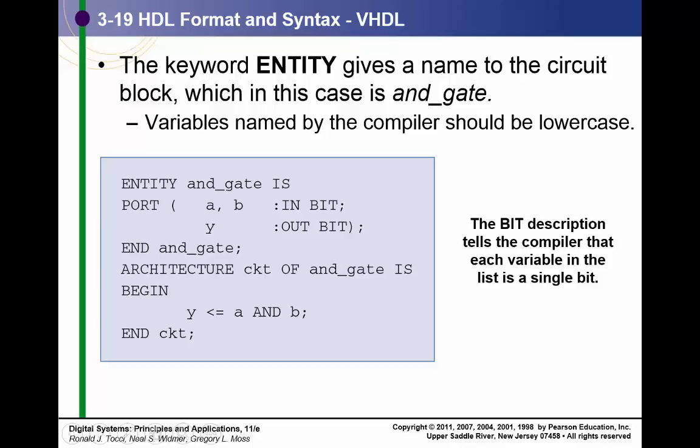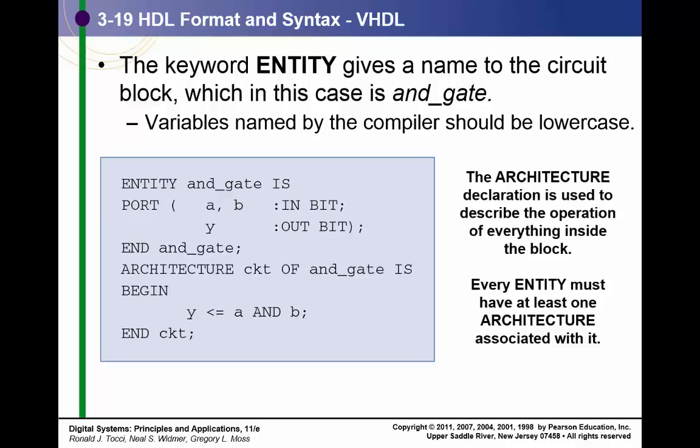Then we define the functionality and the architecture of our circuit. This is just an AND gate. You make up this name here, and the name after the end has to match it: the architecture name and the end have to match. Y is going to be equal to, meaning we put onto Y the result of A and B. So this is a very simple VHDL program or design that implements an AND gate.